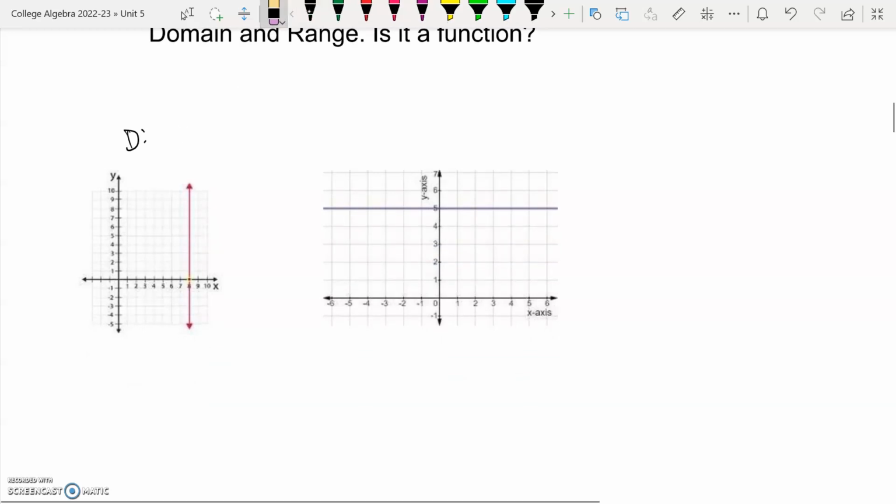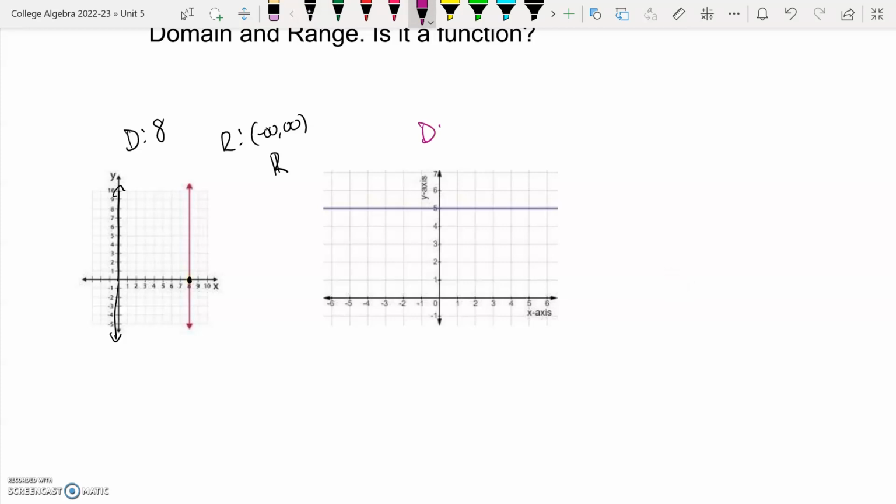Sometimes domain can be literally just a number. So on this one, the x values, the domain, it doesn't go anywhere left, it doesn't go anywhere right, except for the only numerical value, which is 8. So the domain is literally just the number 8. The range is from bottom to top, so on my y-axis, it goes down forever, goes up forever, so that would be negative infinity to infinity, or again, you could use the all real numbers button. Completely up to you on that one.